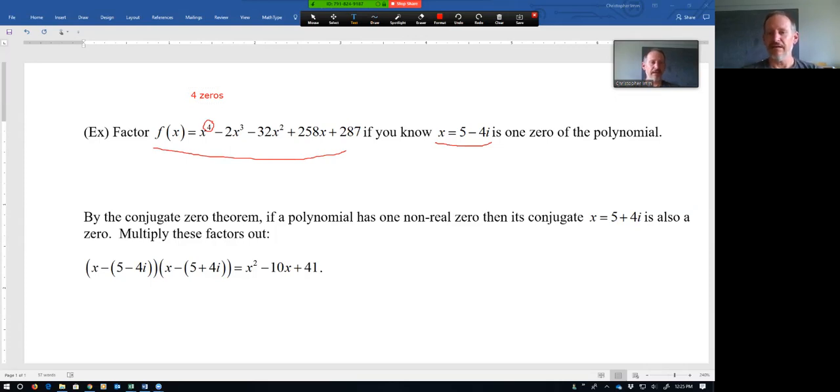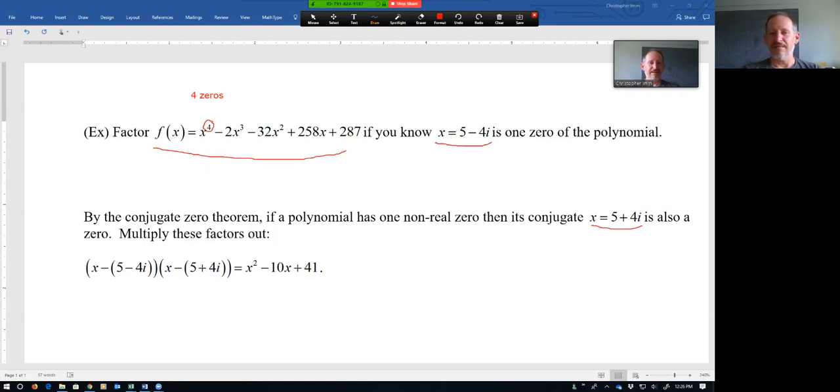One other theorem we can use is when we have a zero with imaginary part, thinking about the quadratic formula, if we have one zero, well, we would need plus or minus the square root, so we would also have its conjugate zero. If we ever have a zero with an imaginary part, we also have a conjugate zero coming along too. So in this case, if 5 minus 4i is one of the zeros, then by the conjugate zero theorem, 5 plus 4i, the conjugate where we change that sign in front of the imaginary part, is also a zero.